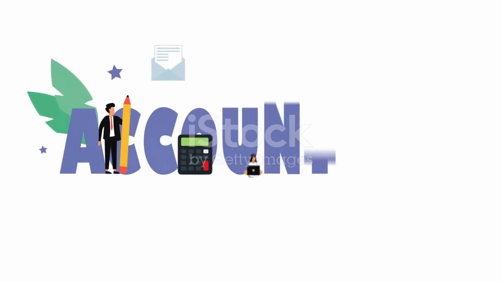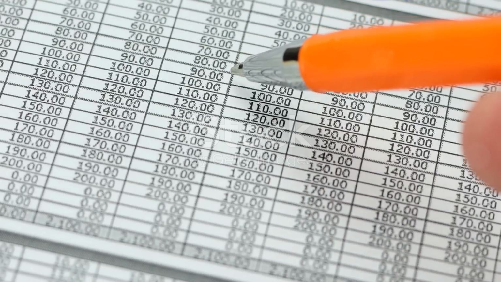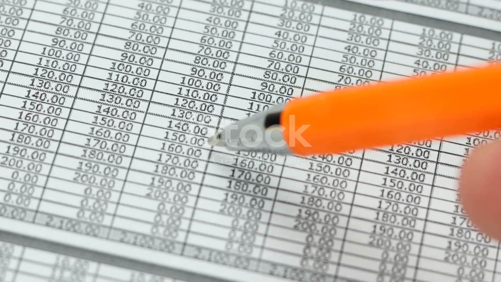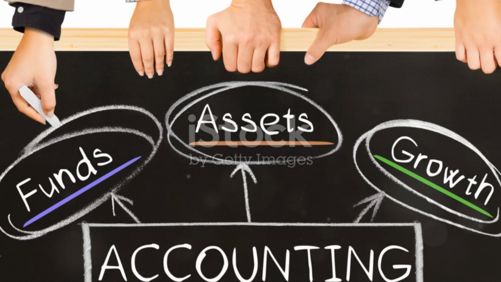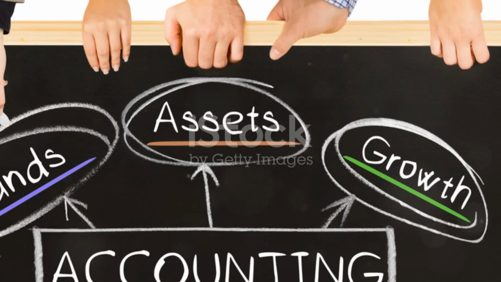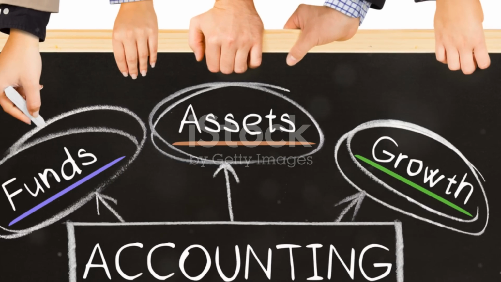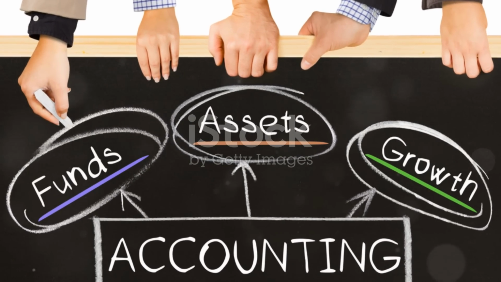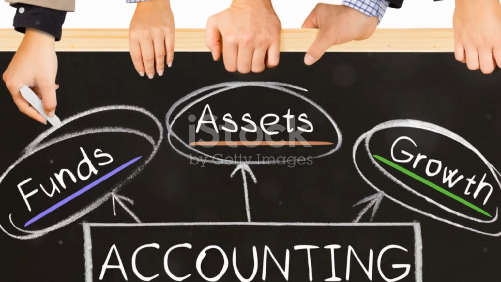Here's a simple way to remember. Debit, or DOCTOR, increases assets, expenses, and dividends. It decreases liabilities, equity, and revenue. Credit, or KEY ROI, increases liabilities, equity, and revenue. It decreases assets, expenses, and dividends.